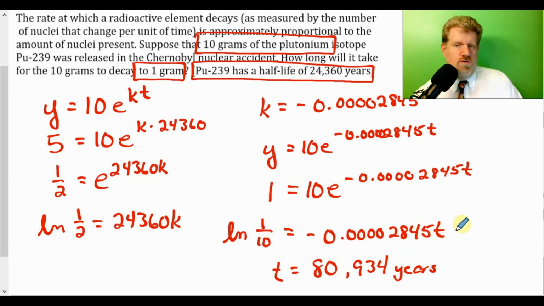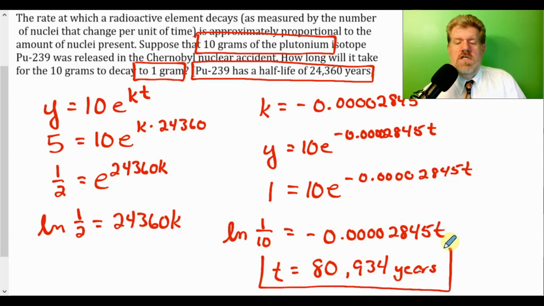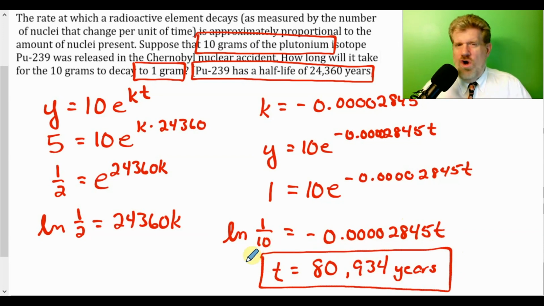Now, if you used more decimals, or if you actually stored that value in your calculator and had more accuracy, you might have gotten 80,922. We're not really worried about how accurate it is because, frankly, it's just an exercise in learning exponential decay and growth. But you should have gotten over 80,000 years, almost 81,000 years, for that to be one gram left. That's a long time. A long time. That's a long time to be shooting off radiation.